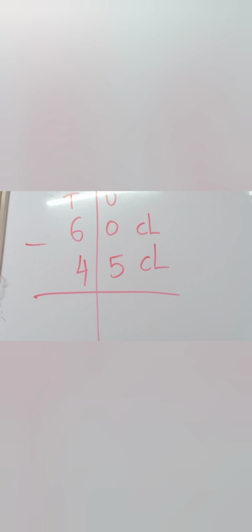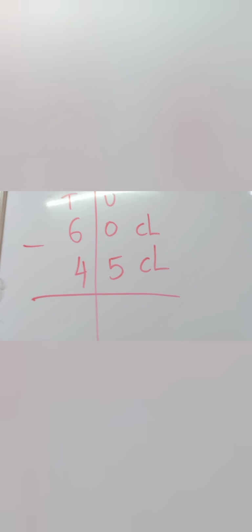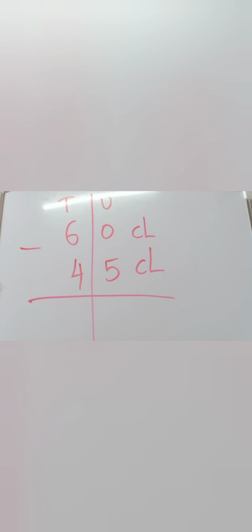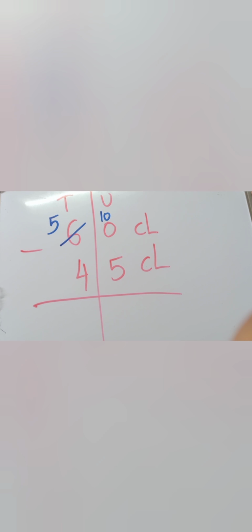0 minus 5. Can we minus 5 from 0? No, we cannot. What should we do? We should go and borrow from the tenths column. When we borrow from the tenths column, 6 becomes 5 and it sends 1/10 to the units column. 1/10 is 10 units. So now we have 10 minus 5.